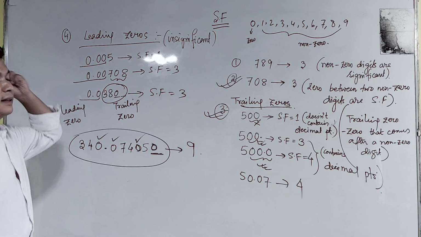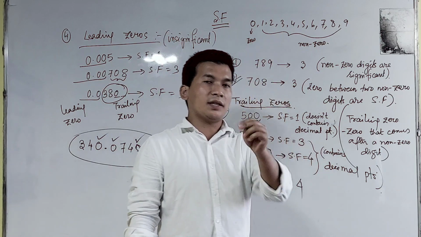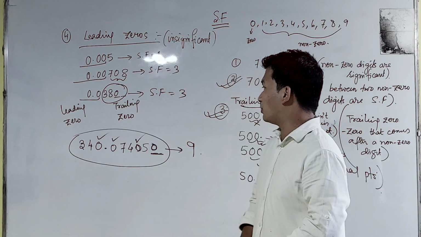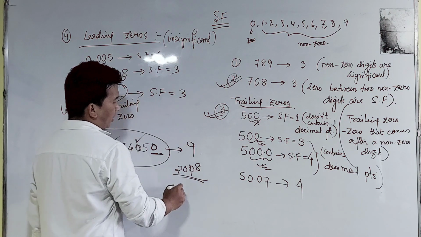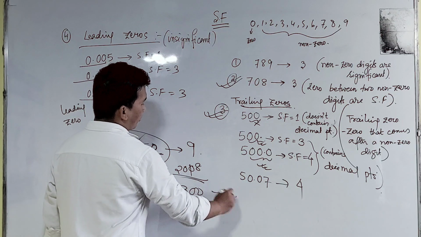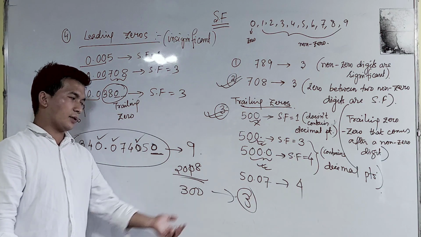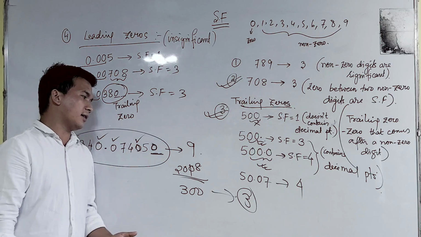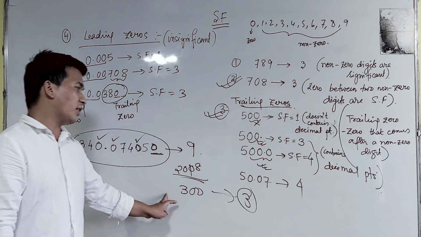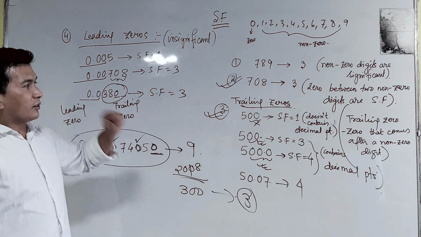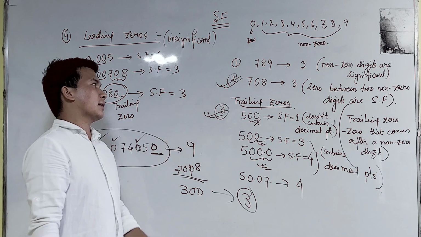Sometimes even a basic one can go wrong. For example, in a test, if you write 300, what is the significant figure? Someone says 3, but that is totally wrong. The significant figure will be only 1, because at that time he doesn't know the concept of trailing zeros.